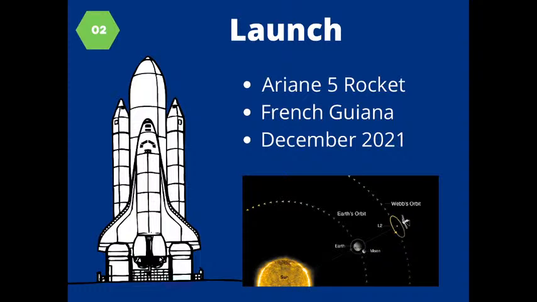No? Okay. Maybe you can search where French Guiana is. If you have a world map, you can try to find it, in Latin America, South America, right? The South American continent. People used an Ariane 5 rocket to launch this space telescope. The James Webb Space Telescope was launched by an Ariane 5 rocket from French Guiana in December 2021.